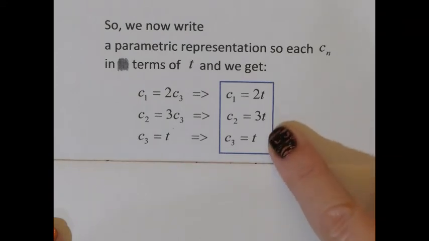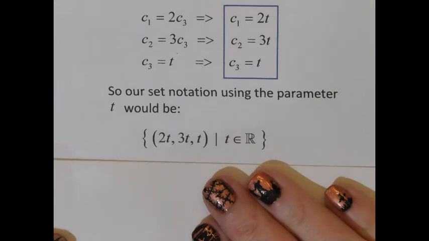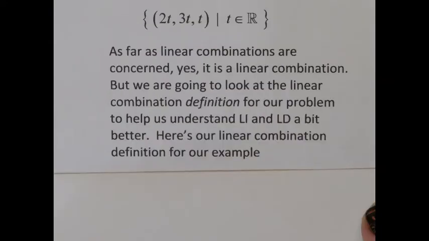We have a parametric representation of our constants. So our set notation using the parameter t would be the set, and you have a point here, 2t, 3t, and t, such that t belongs to the set of real numbers. This is your set notation. As far as linear combinations are concerned, yeah, it's a linear combination.